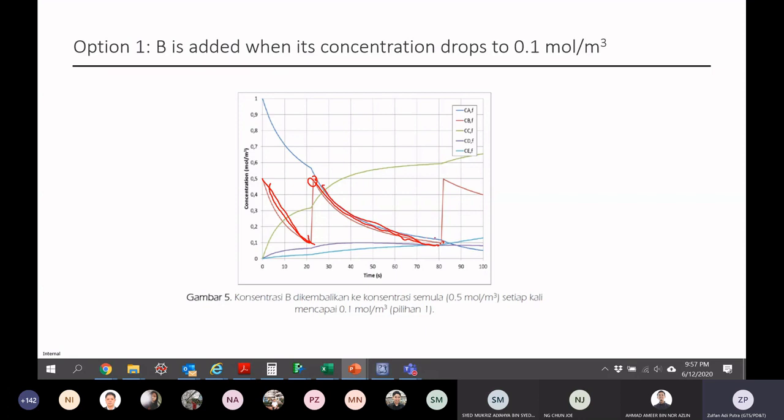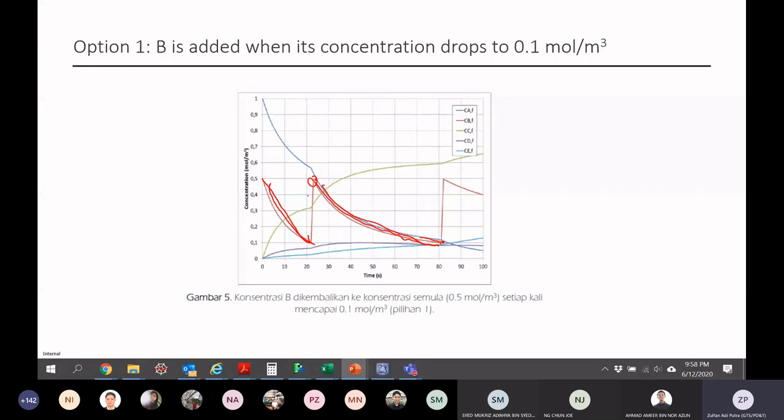That is because the concentration of A is also reducing. It's not the same as in this profile. Here A is that high, but in this case A is much lower compared to B previously. So it is not that steep compared to here.